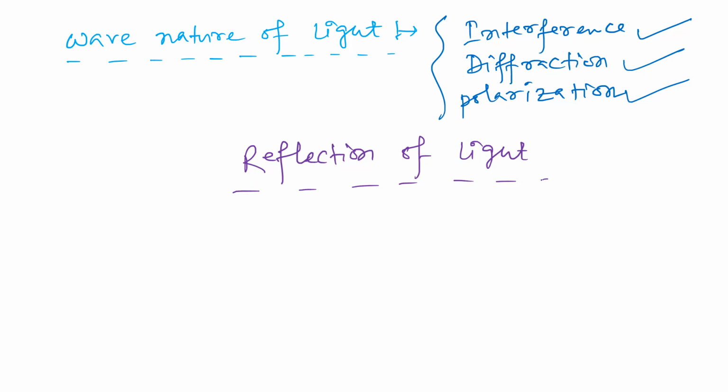Suppose we all play football, basketball, someone plays cricket as well. There we use a ball, and whenever you hit the ball on the wall, it comes back to you after bouncing from the wall. Suppose you have a rubber ball and you throw it on the wall. After getting bounced, it comes back to you, right? This is known as reflection. Reflection means bouncing back. And here reflection of light means bouncing back of light after falling on a particular medium.